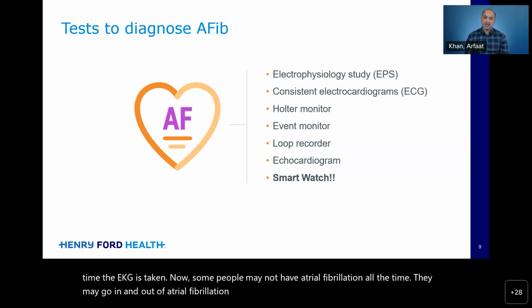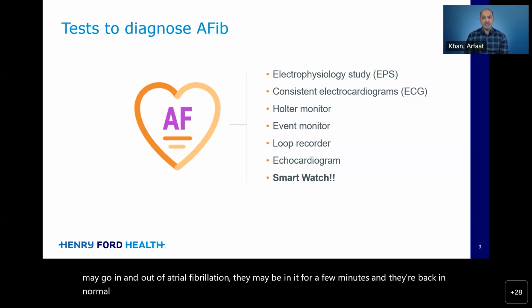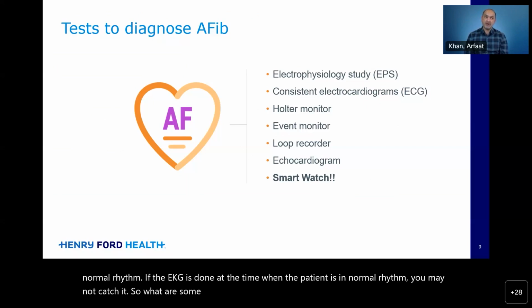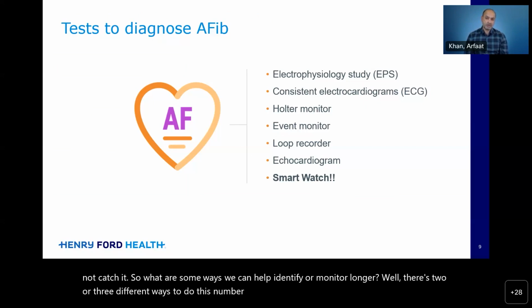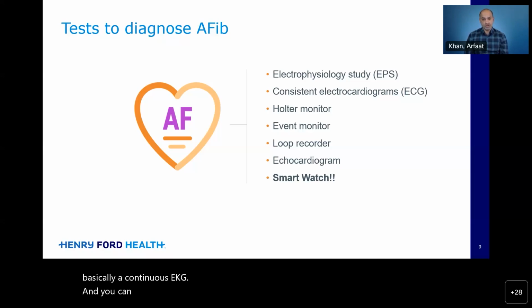They may be in it for a few minutes and they're back in normal rhythm. If the EKG is done at the time when the patient is in normal rhythm, you may not catch it. So what are some ways we can help identify or monitor longer? Well, there are 2 or 3 different ways to do this. Number one is called a Holter monitor. This is basically a continuous EKG that you can wear up to 2 weeks in duration.